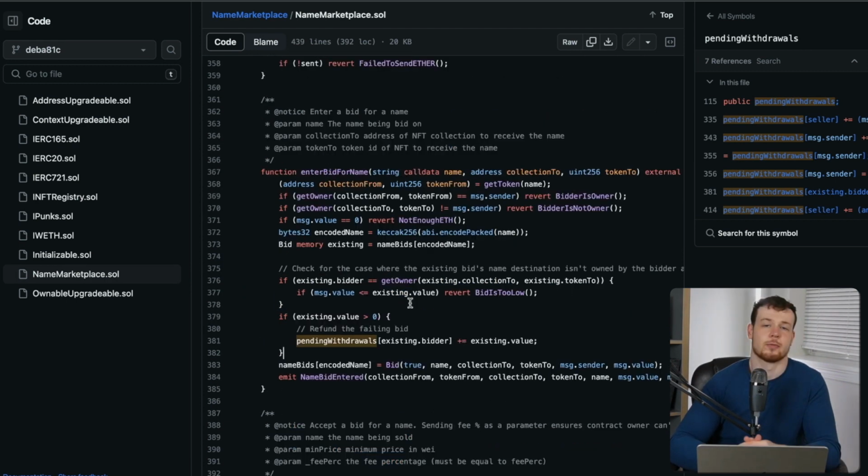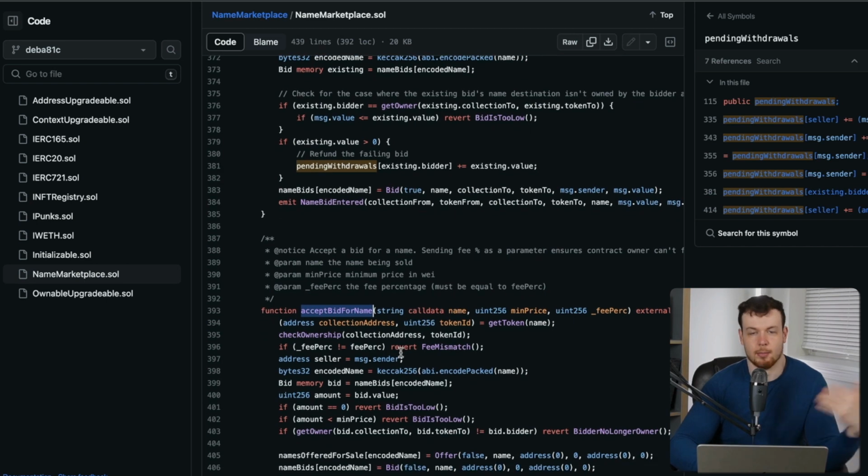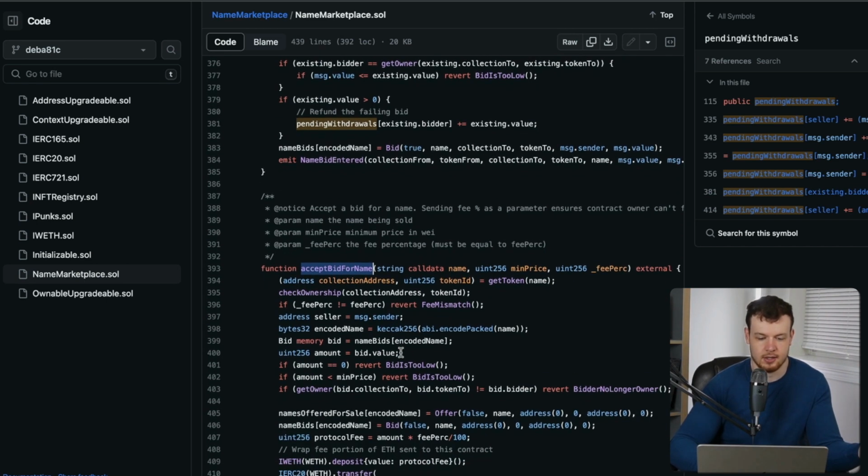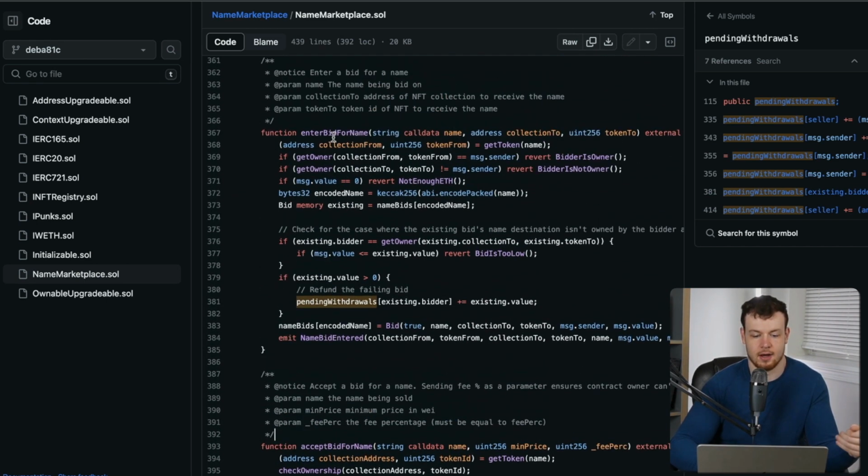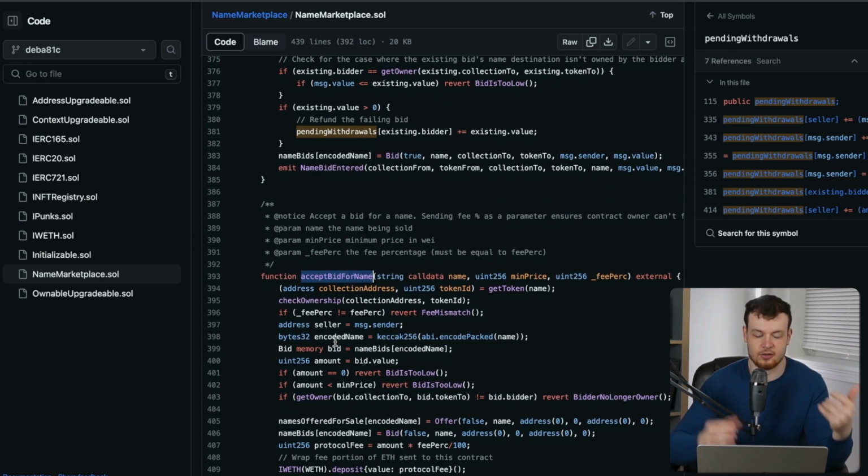pending withdrawals mapping. So the issue here is that, as soon as I see that some NFT, let's say the name Bob, is put up for sale, and then somebody bids on it, let's say they bid 10 Ether, and let's say that I owned the NFT name Bob, that's what I would consider a good price, right? Or maybe you think Bob is worth a lot more, but me personally, I would be willing to sell that for 10 Ether. So as an owner, I would want to accept that bid.